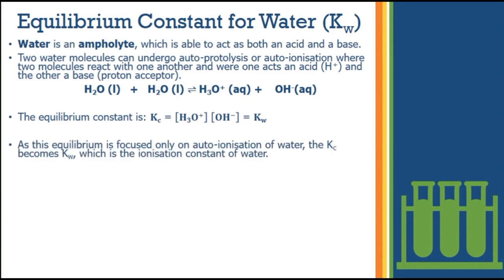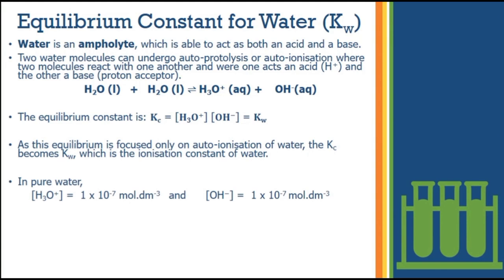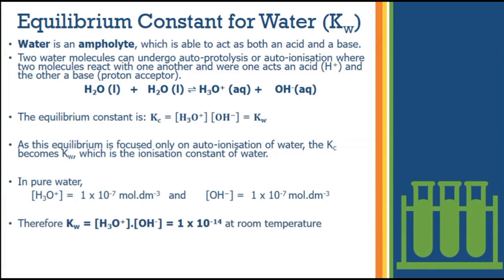Very important. And so as this equilibrium is focused only on the autoionization of water, the Kc now becomes Kw, which is the ionization constant of water. And in pure water, the concentration of the hydronium ion, the H3O plus ion, is 1 times 10 to the minus 7 mole per cubic decimeter. Remember, that's the SI unit for concentration, mole per cubic decimeter. And the concentration of the hydroxide ion is 1 times 10 to the minus 7 mole per cubic decimeter. When we combine them, well, we're going to get 1 times 10 to the minus 14 power at room temperature. That's the Kw. And you'll notice that that particular formula is on your formula sheet, your information sheet.